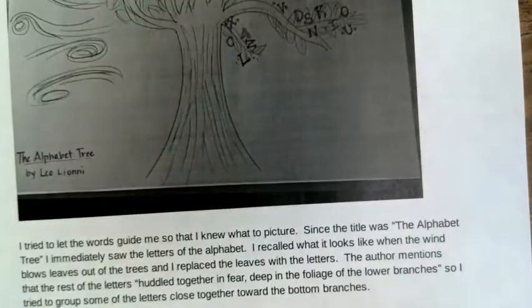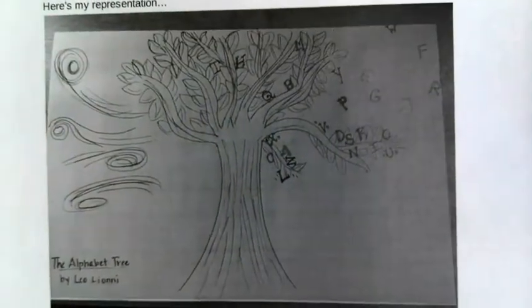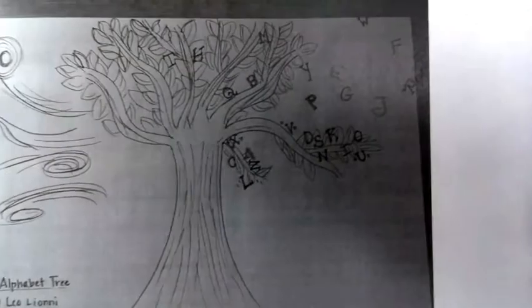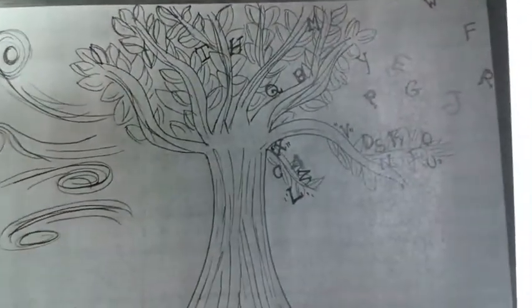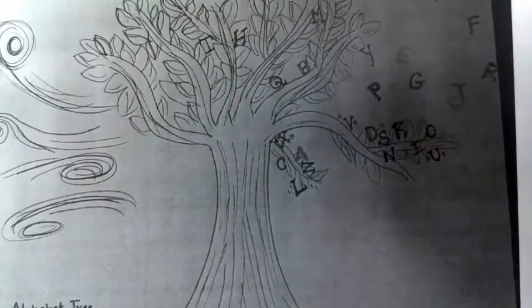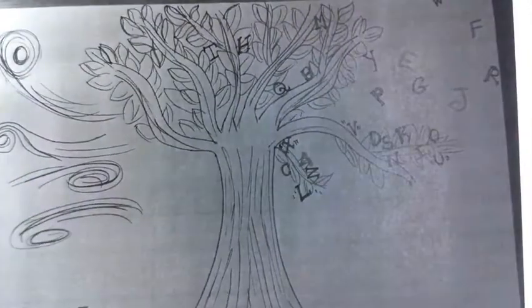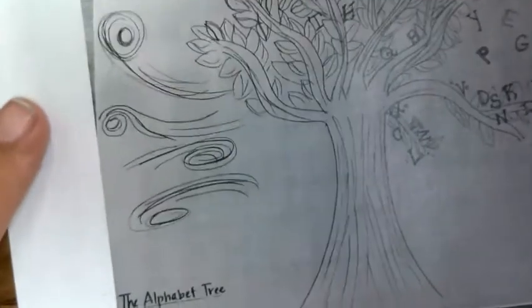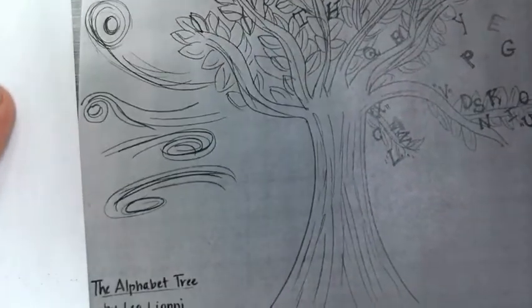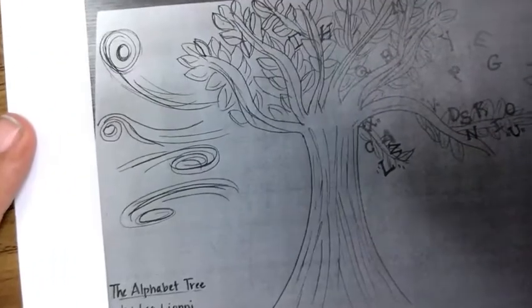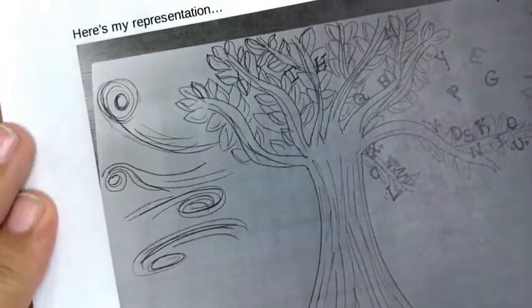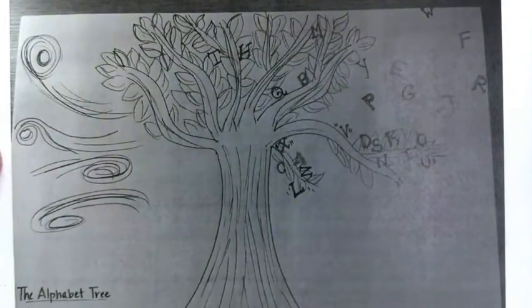Well, I gave it a shot, and here's what I came up with. So I tried to use some swirly lines to represent wind and make it look like it was blowing. So I wonder if anybody did that. Okay, and then we have our tree. Oh my gosh, I can't get this to straighten out like it's supposed to. Sorry, guys. All right, so then we have our tree here.